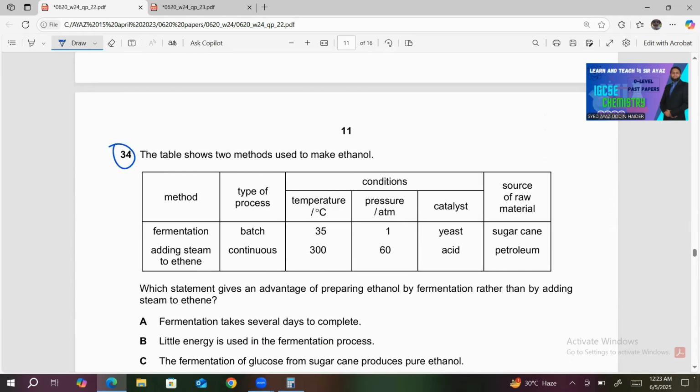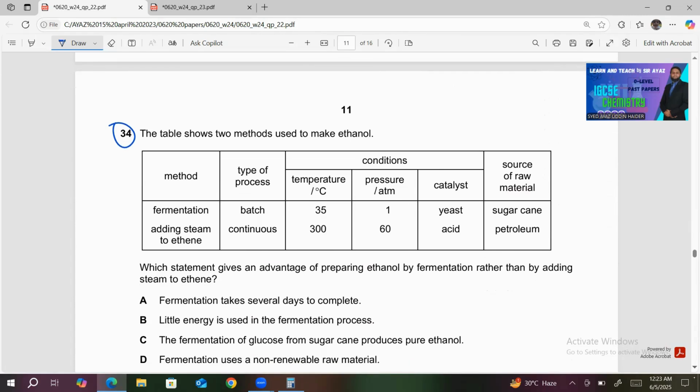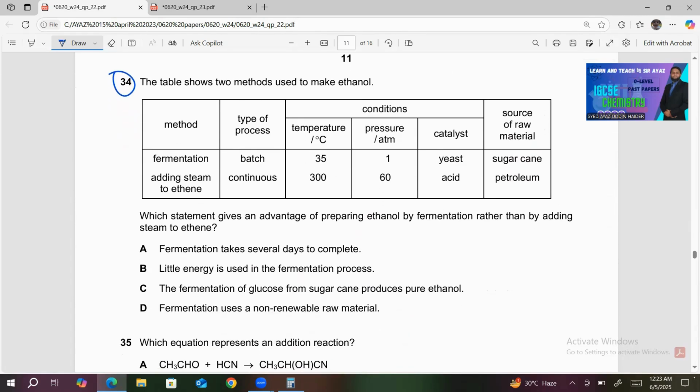The table shows two methods used to make ethanol. Which statement gives an advantage of preparing ethanol by fermentation rather than by adding steam to ethene? Now they are saying, look for the statement which gives an advantage of preparing ethanol by fermentation rather than by adding steam to ethene. A, fermentation takes several days to complete. This can't be the advantage, as taking more time. B, little energy is used in the fermentation. This looks correct to me.